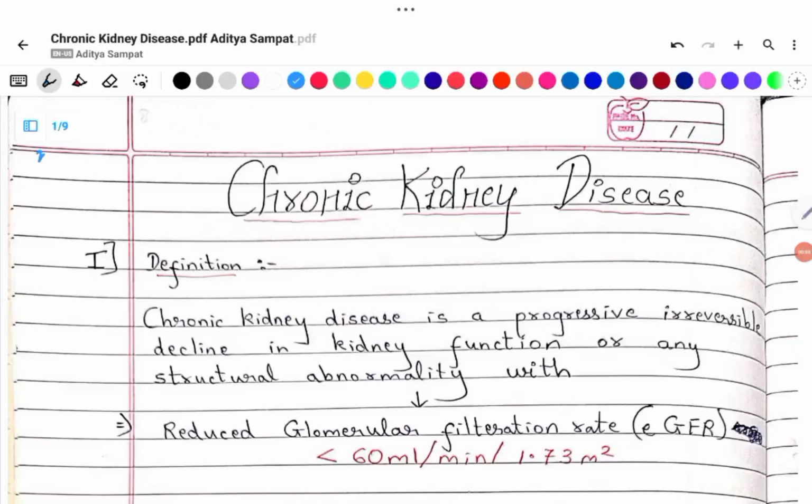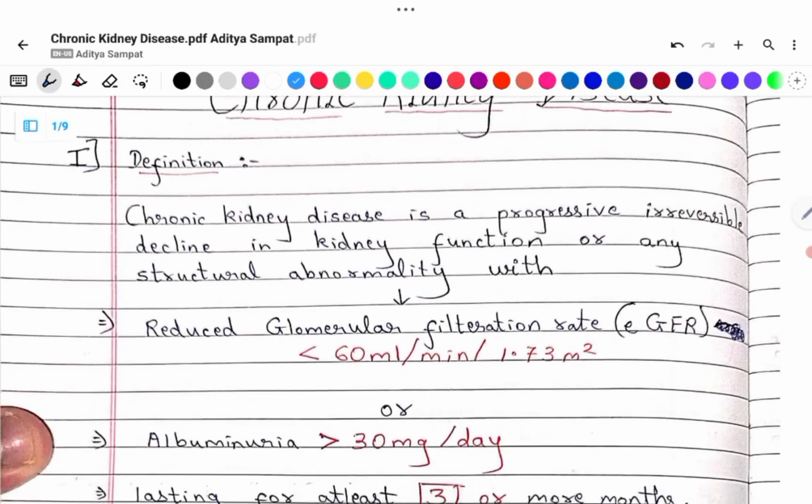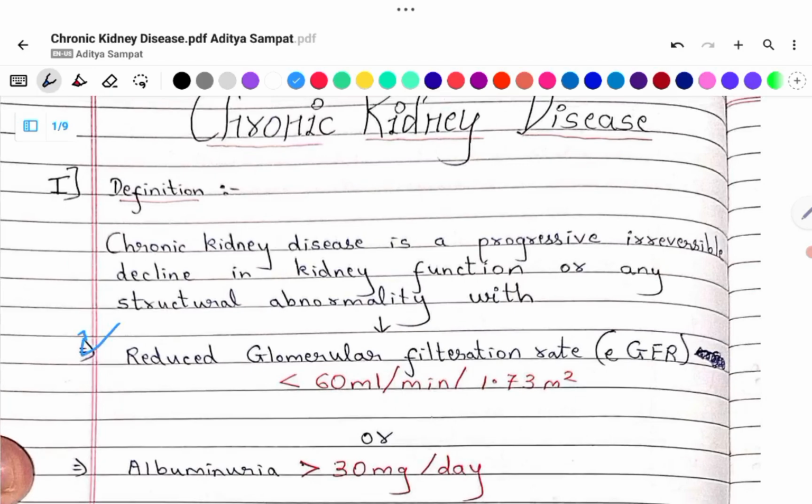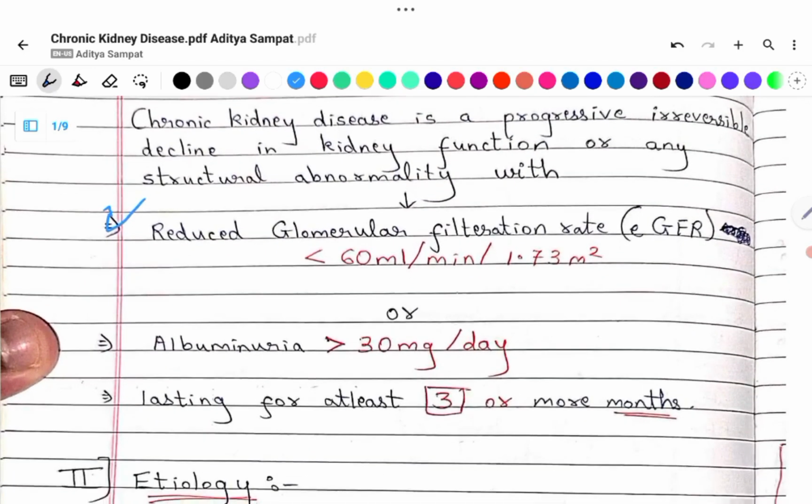Today we are going to learn about the topic chronic kidney disease. So let's start with the definition. Chronic kidney disease is a progressive, irreversible decline in the kidney function or any structural abnormality with reduced GFR, glomerular filtration rate (eGFR) of less than 60 ml per minute per 1.73 meter square or albuminuria of greater than 30 mg per day, lasting for at least 3 or more months.